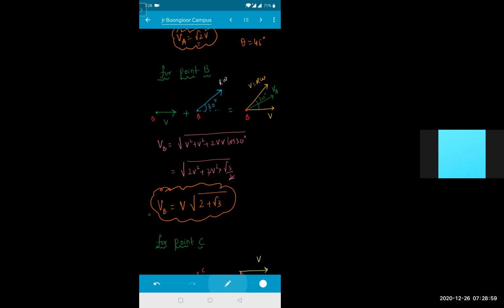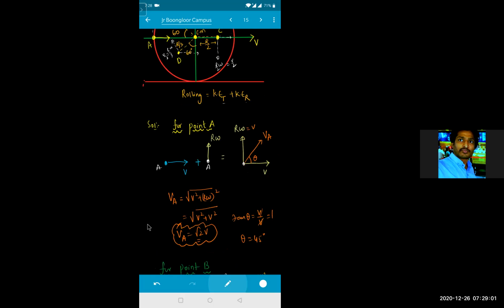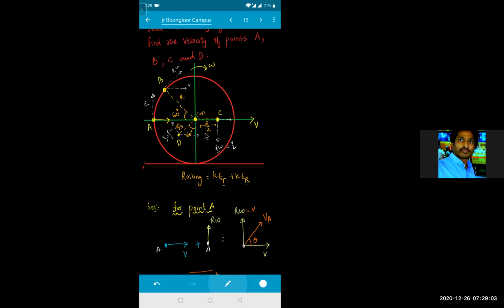Okay. Now can you tell me what will be the velocity at point C? What will be the angle between the two vectors? This is V and this is V by 2. So the angle between these two vectors is 90, right? Because both of them are perpendicular.